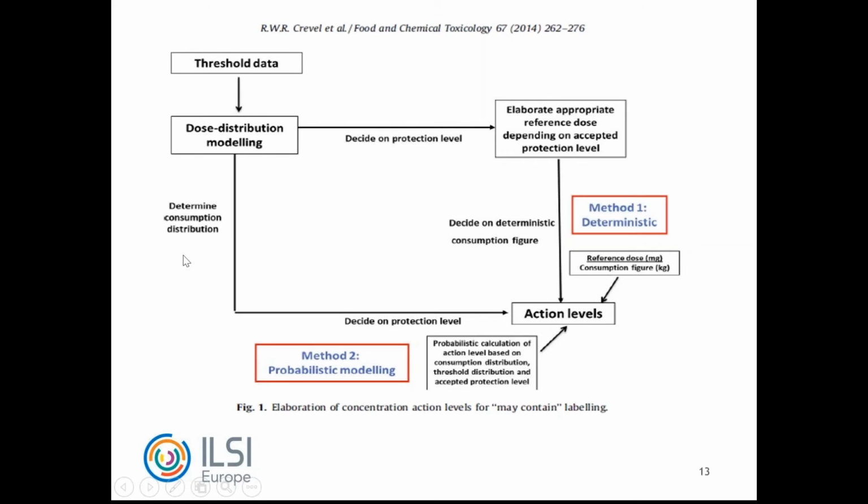We can use more intricate models, such as the probabilistic model that takes into account all of the distributions of consumption, the concentrations or part per million levels of the unintended allergen, as well as the threshold data, which gives us a much more thorough and robust analysis.